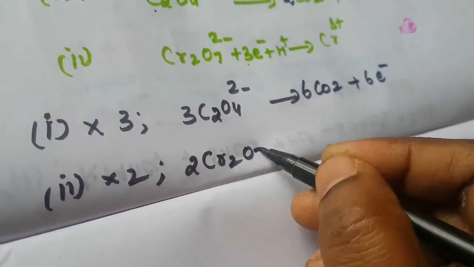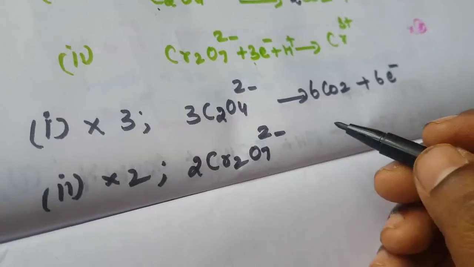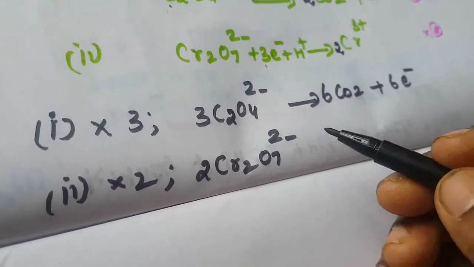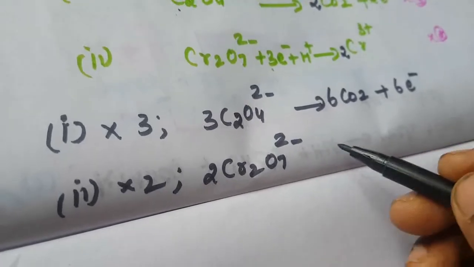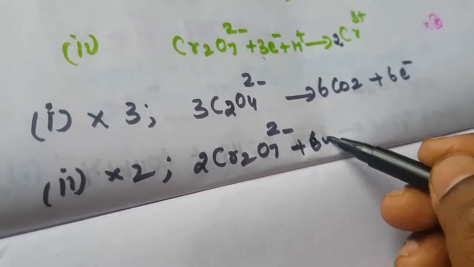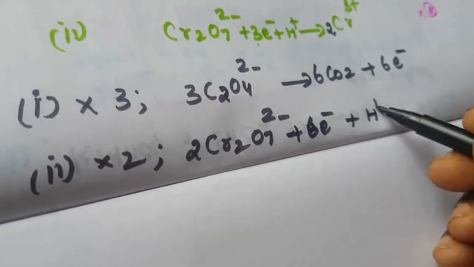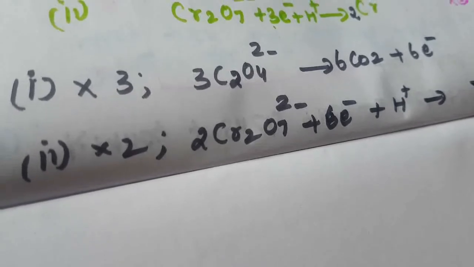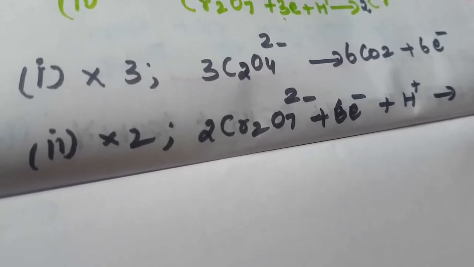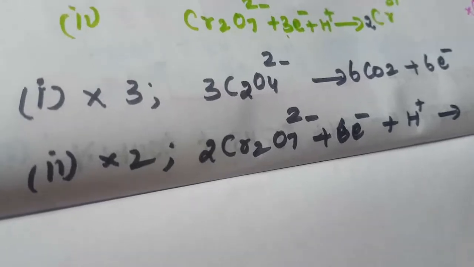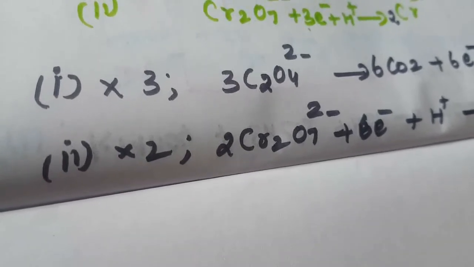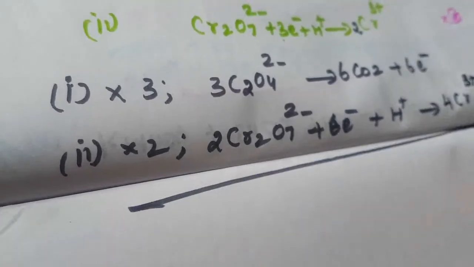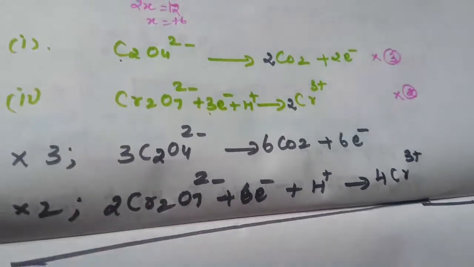2 Cr2O7 2 minus, then here also 2 Cr, here also 2 Cr. Okay, so here 6 electrons plus H plus. So then 4Cr3 plus. Okay, you are adding the two equations. So next you are balancing that one.